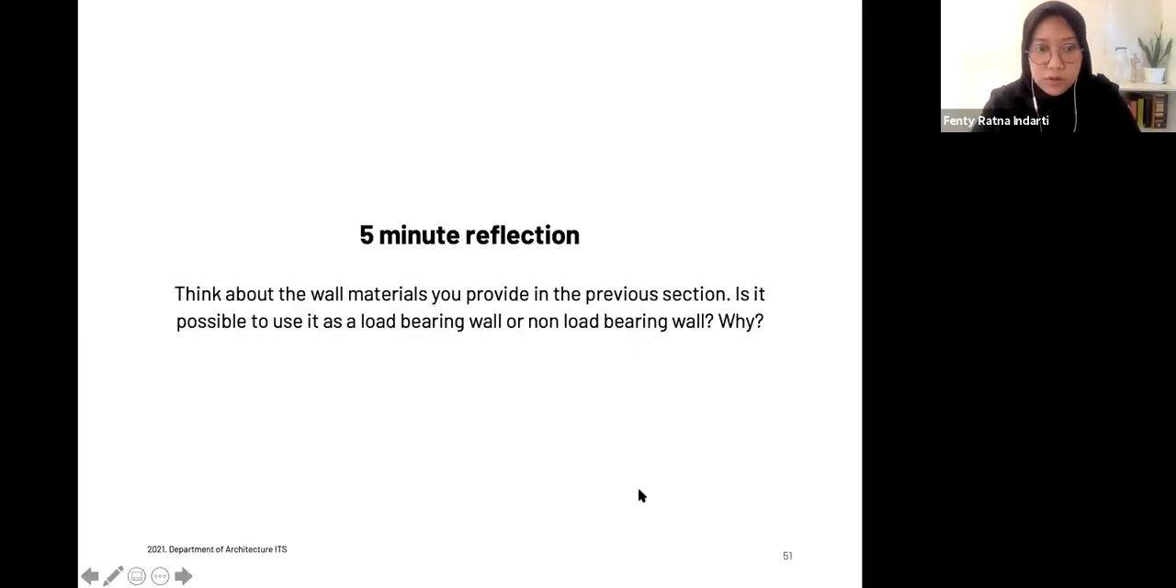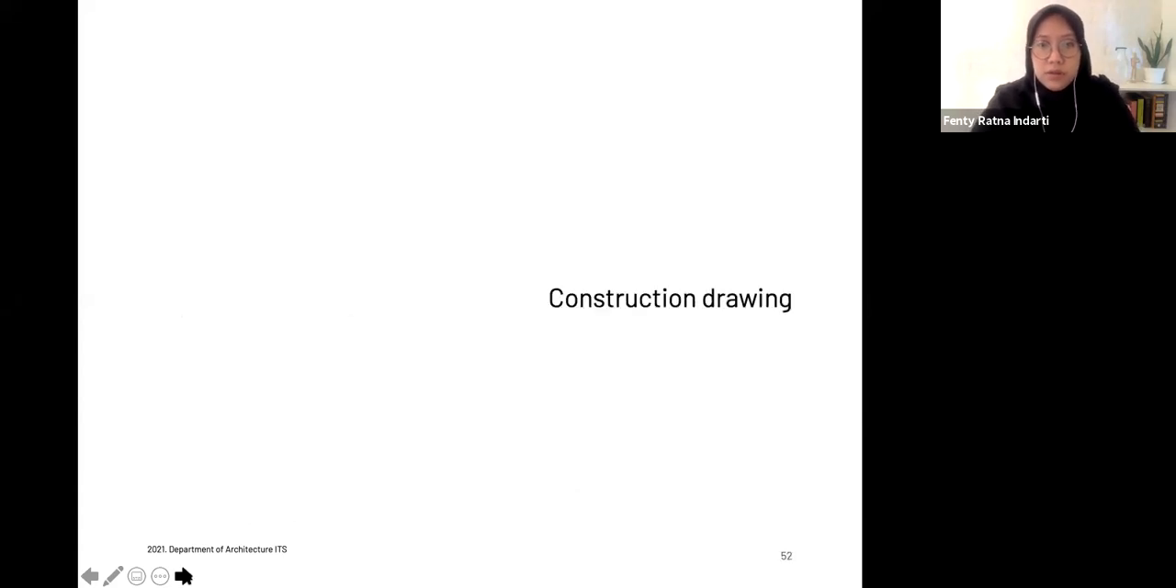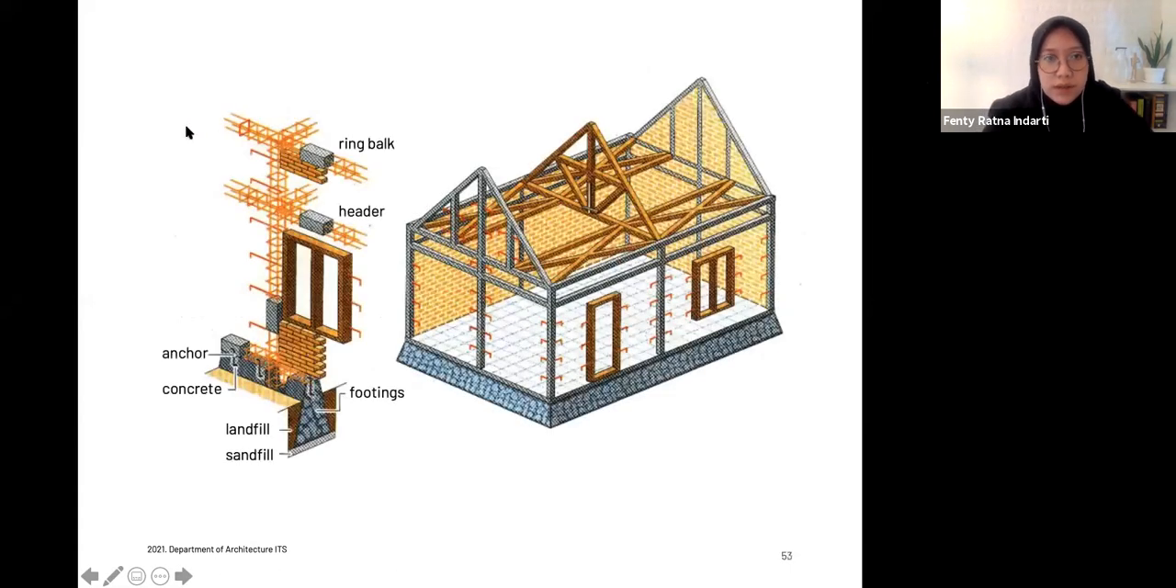Okay, I think the time is finished. Now let's move on to the next part of the lecture. I need you to stop working on that exercise. Now, this is the last part, which is called construction drawing. I don't think it needs more explanation because you have experienced it, you have tried to draw it. But I would like to give an understanding first.